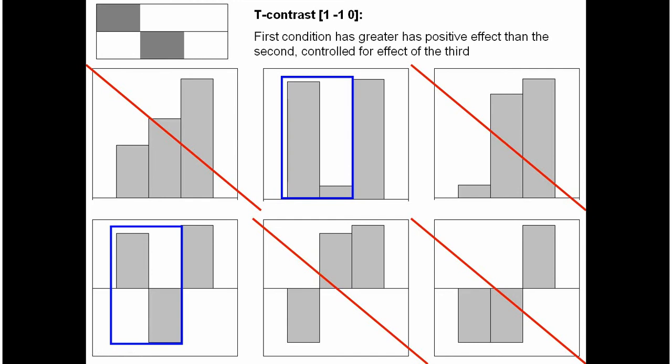The T contrast is sensitive only to those situations when the first is greater than the second. If you want to detect significant difference in the other direction, like this or that, you will have to place -1 for the first condition and +1 for the second.